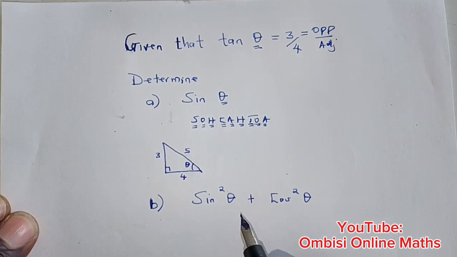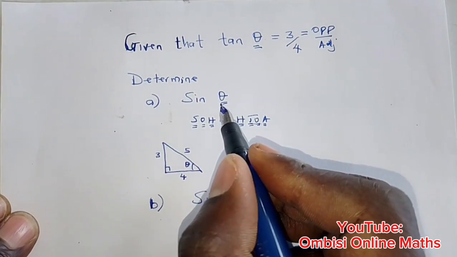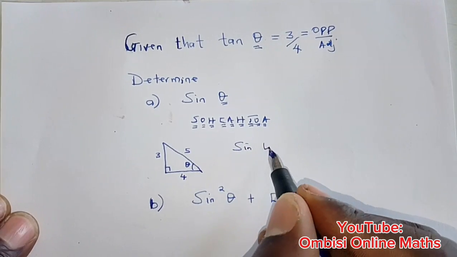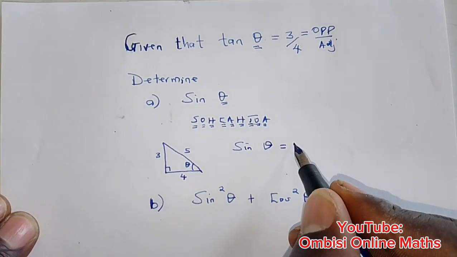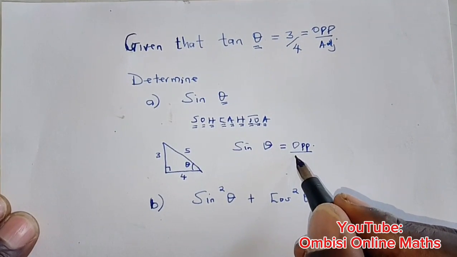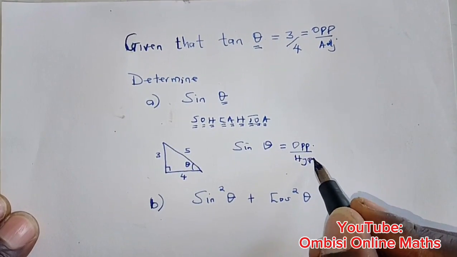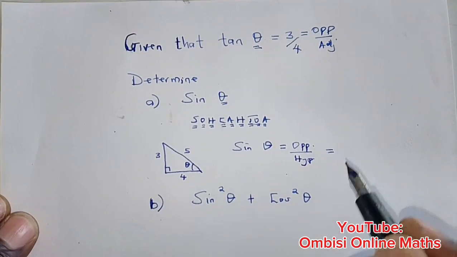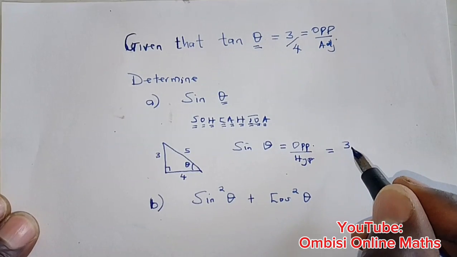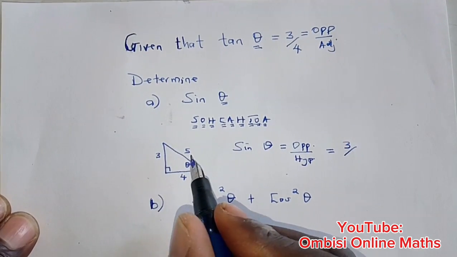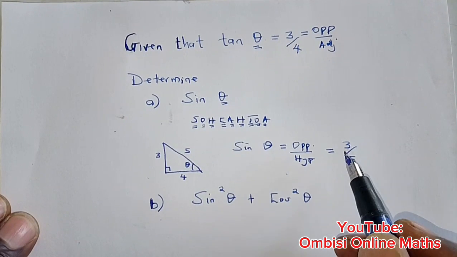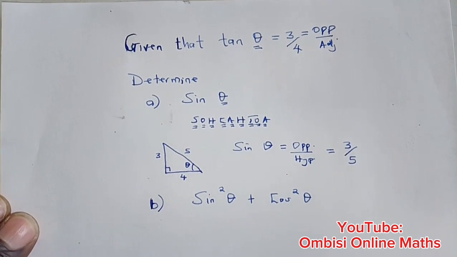Now, in this case, they want us to find the sine of theta. So for us to find the sine of the angle theta, you will take the opposite of that angle all over the hypotenuse of that particular triangle. So in this case, the opposite of this angle theta is going to be 3, and the hypotenuse of this triangle is going to be 5. So the sine of the angle theta is 3 all over 5.